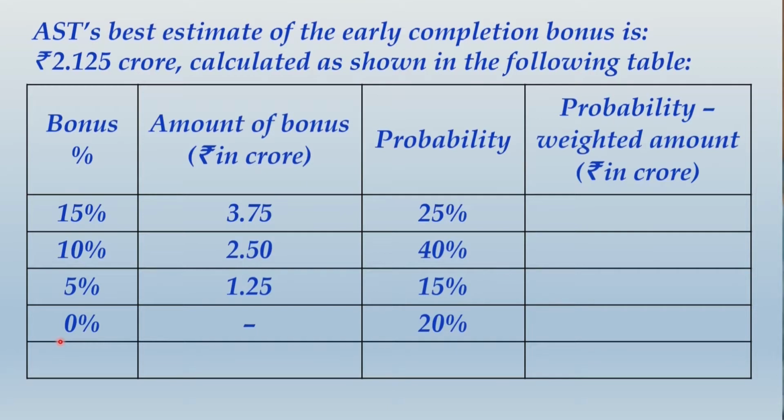Now this was not a case of just two outcomes. This was a case of multiple outcomes with respective probabilities associated, and therefore these probabilities will be applied to the amount of bonus, and the weighted average that we get will be the expected value of the bonus. So that will be 25% of 3.75 crores, and then 40% of 2.5 crores, 15% of 1.25 crores, and 20% of 0. And when you take the aggregate of this, it is 2.125 crores. So friends, I want you to carefully note down this whole calculation and then you move ahead.